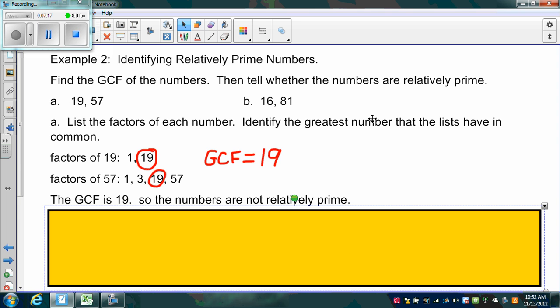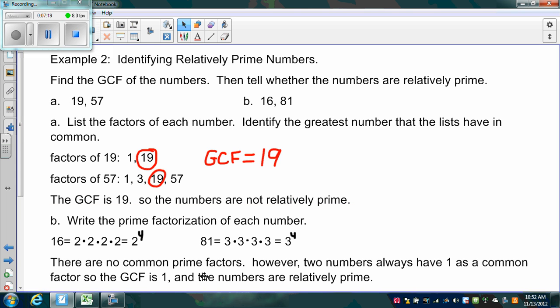This time I'm going to use the prime factorization. So if we had 16, it's 2 times 2 times 2 times 2, which is the same as 2 to the 4th. You can write it either way. And 81 is 3 times 3 times 3 times 3, 3 to the 4th. There's no common prime factors. However, they always have 1 in common. So 1 times 16 is going to equal 16, and 1 times 81 is going to equal 81. So the greatest common factor is 1, so they are relatively prime.